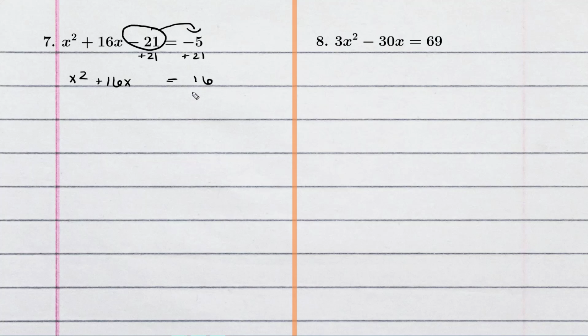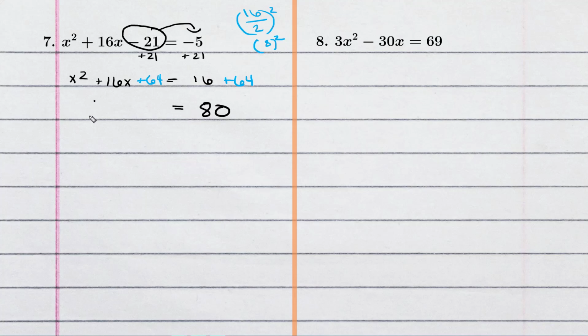So now we need to complete the square. So we need to finish up the box. So we take 16 divided by 2 and we square it. And that gives us 8 squared, which is 64. So plus 64 to both sides. And so when I add the 64 to both sides, it ends up creating on the right-hand side an 80.